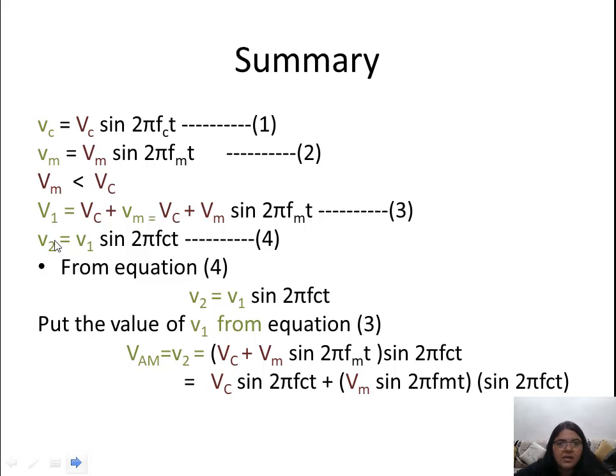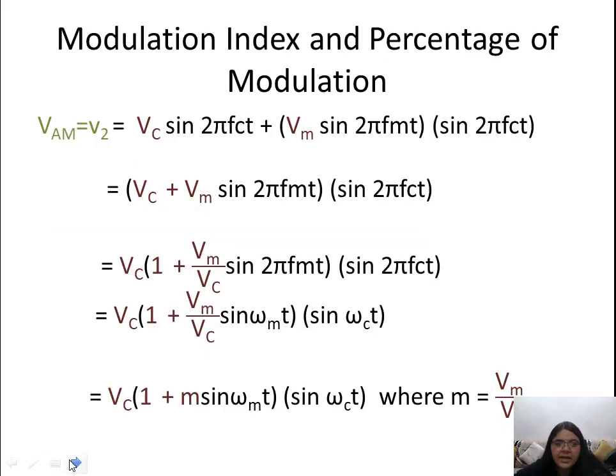Now what I will do is take this sine 2 pi fct common. So it is Vc, this will be common, plus Vm sine 2 pi Fmt sine 2 pi Fct. I'll take the Vc outside, so it is 1 plus Vm upon Vc sine 2 pi Fmt into sine 2 pi Fct. So omega is equal to 2 pi f, so I can rewrite this equation by putting omega equal to 2 pi f.